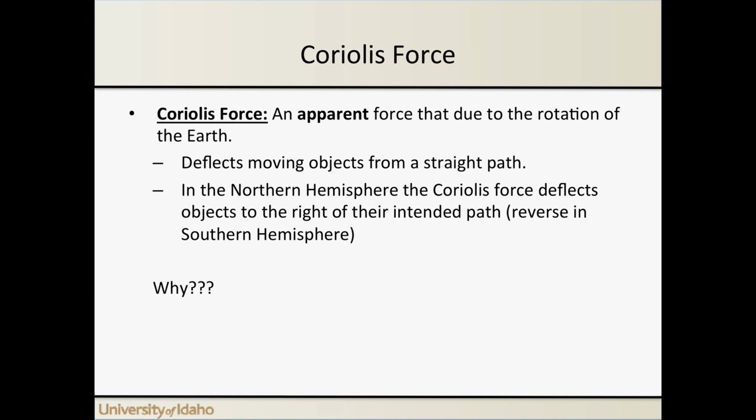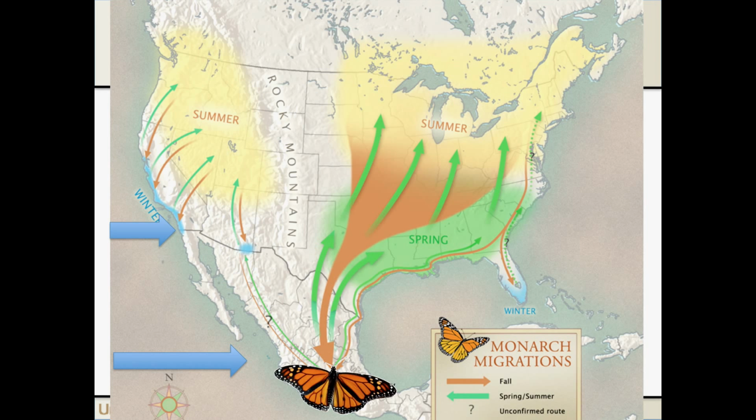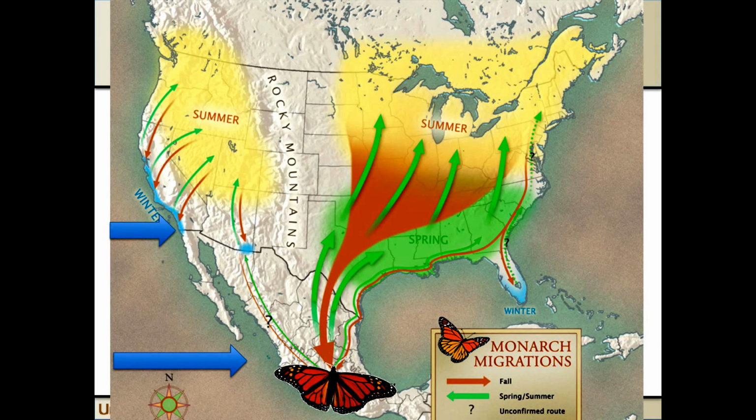And that leads us to the Coriolis force, which is an apparent force. It's just due to the differential rate of rotation of the Earth as a function of latitude. And it turns out that the Coriolis force is pretty important for long-range trajectories, including the migration of monarchs, air travel, ballistics, and both oceanic and atmospheric circulation. In the northern hemisphere, the Coriolis force deflects objects to the right of their intended path, and vice versa in the southern hemisphere. And here's an example of why that is.